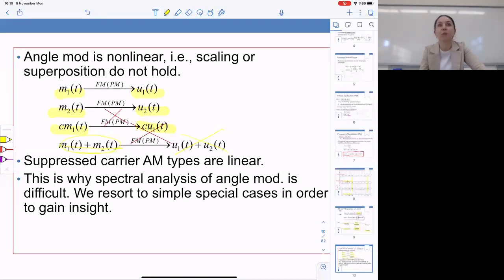Notice that if we do not have a carrier, if the carrier is suppressed, AM is linear. Suppressed carrier AM types are linear. So SSB and double sideband suppressed carrier are linear. They're therefore easy to analyze in the frequency domain. On the other hand, the spectral analysis of angle modulation is going to require some approximations. So in order to begin understanding the spectral analysis, we will start by going to special cases.